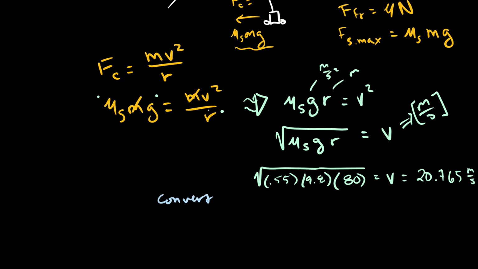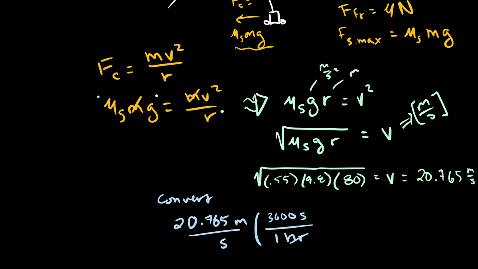So write down what we're given, or what we've figured out: 20.765 meters, it's about 20 meters per second. Okay, so we have 3,600 seconds in 1 hour.